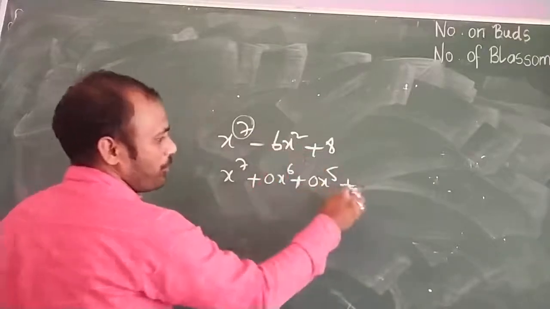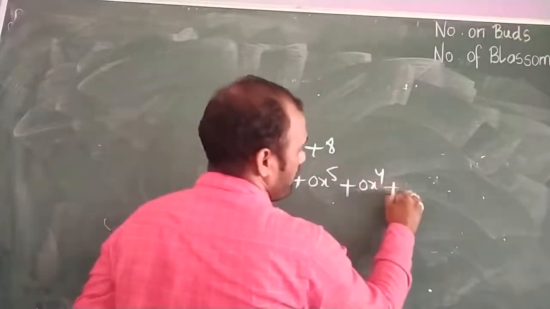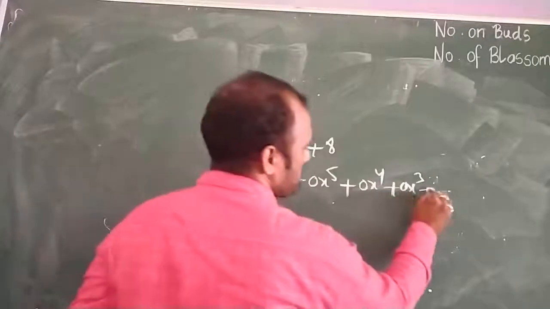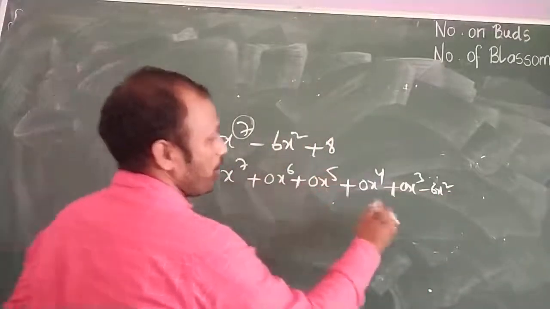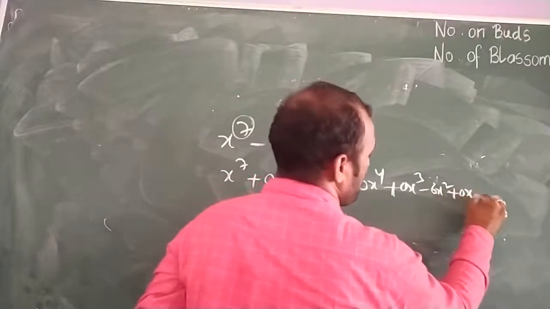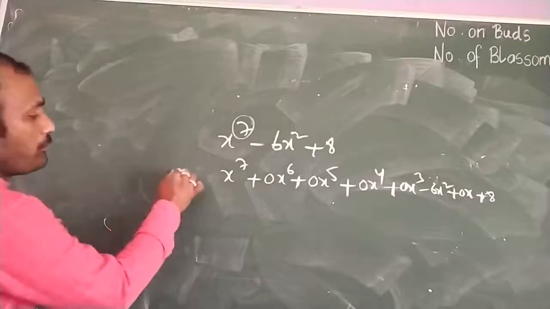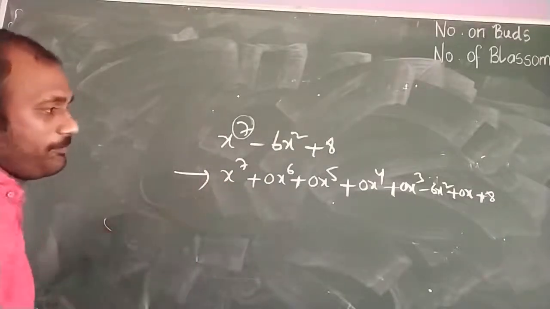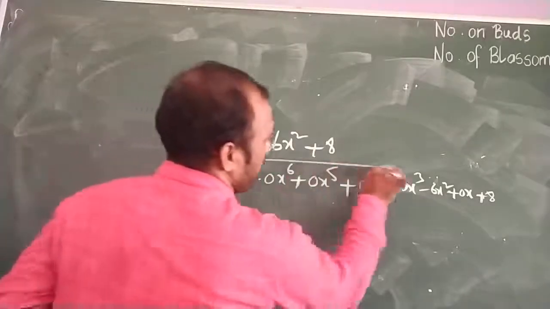Is there any power 4? No, I will write 0x⁴. Is there any power 3? No, I will write 0x³. Is there any power 2? Yes, so I will write −6x². Next, power 1. Is there any x variable? No, so I will write 0x, plus 8. This is the order you have to follow for performing any division, so that we will make fewer errors if you write it in order.